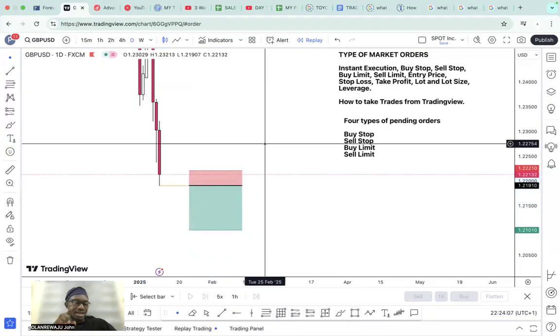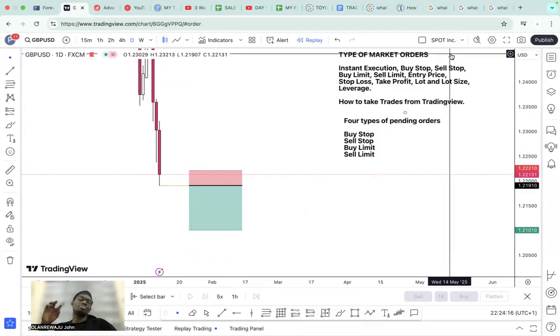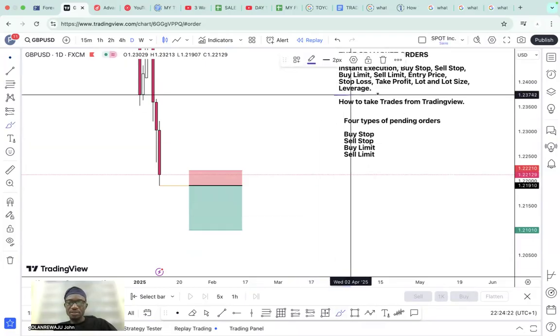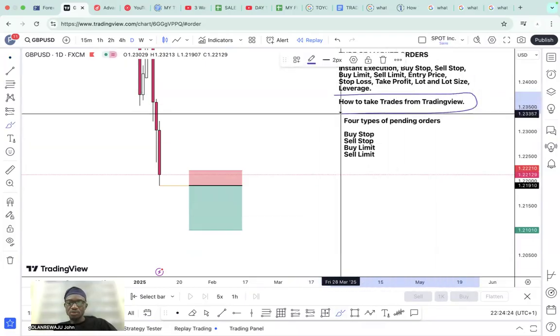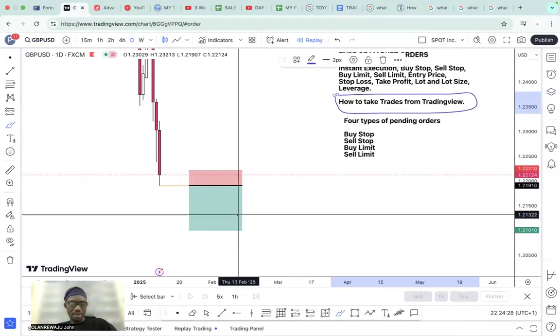By the way, this is analysis that you may do. That you did it this way and put all those objects there does not mean that the order has been placed on your account. Which will also lead us to this next topic, so we'll be doing everything simultaneously: how to take trades from TradingView. I have analyzed the markets.